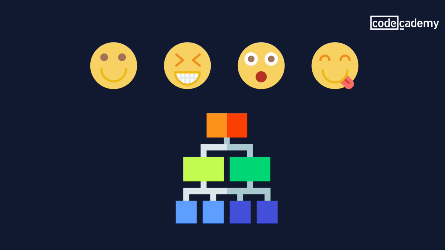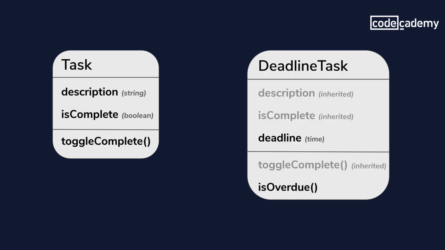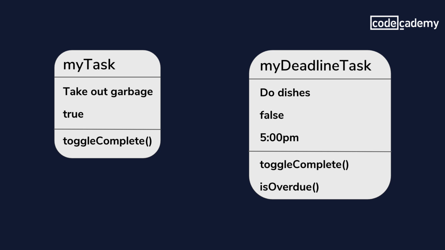To help make sense of this, let's take a close look at our two tasks. First, we have a general task defined in the task class. Then we have a deadline task, a more specific type of task, which inherits all of the functionality and attributes of the task class. Let's suppose we had two objects. One is a task called myTask, and the other is a deadline task called myDeadlineTask. In order to understand polymorphism, we have to look at these objects in terms of their data types. Remember that when we create a class, we're actually creating a new data type.